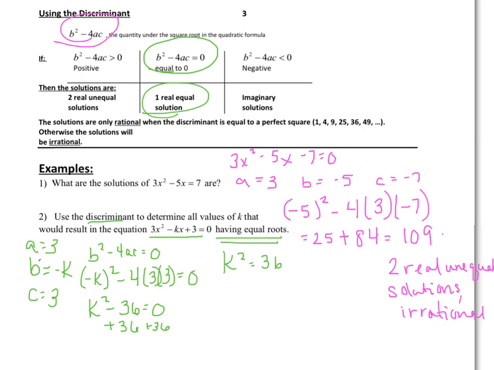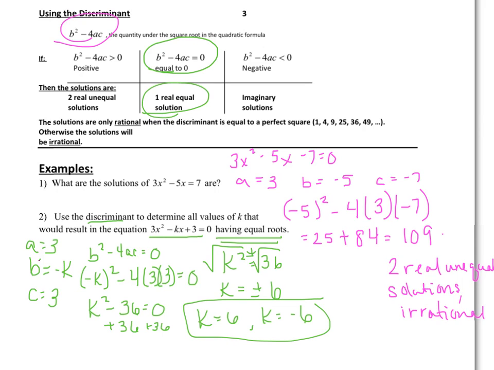To get rid of the square, you square root it. But whenever you square root, you need a plus or minus in front. So k will equal plus or minus the square root of 36, which is 6. So k could equal 6, and k could also equal negative 6. So we end up with two solutions there.